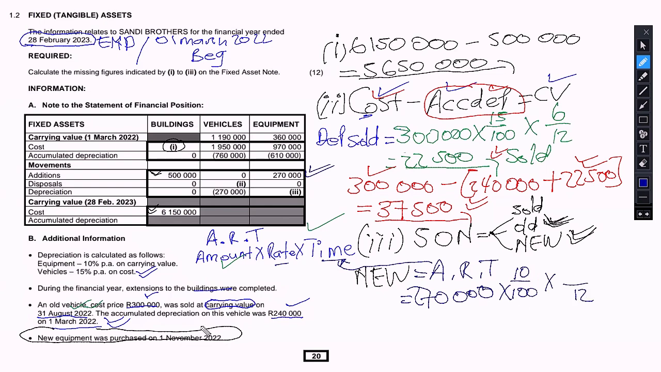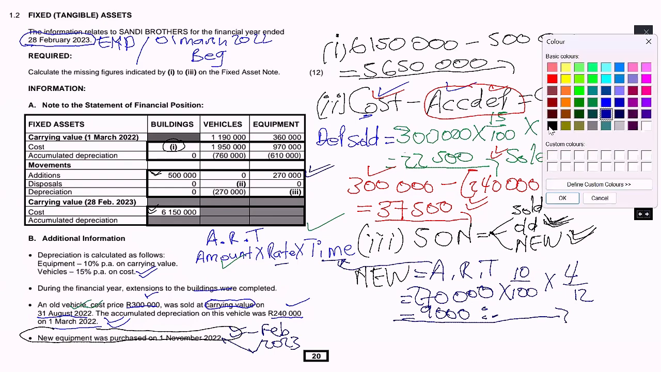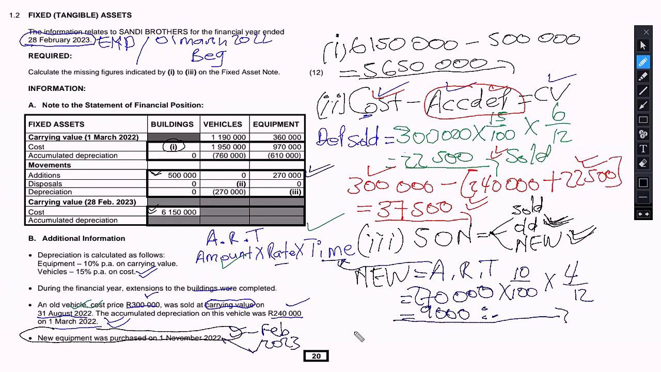This asset was bought on 1st November 2022. So you will start calculating from November up until the year ends in February 2023. So from November to February, this asset will be depreciated for 4 months. Therefore, our value of depreciation on this asset will be 9,000. So now we have the value of depreciation on this asset amounting to 9,000. Right, now what is left? We need to get our depreciation for the old asset.